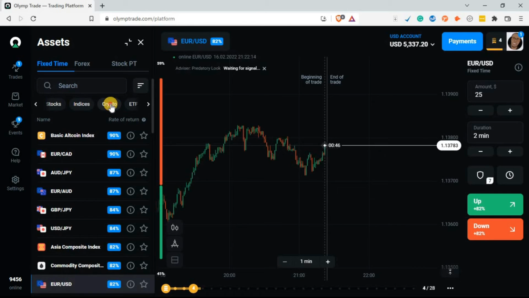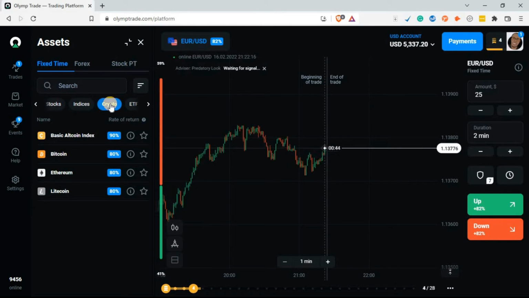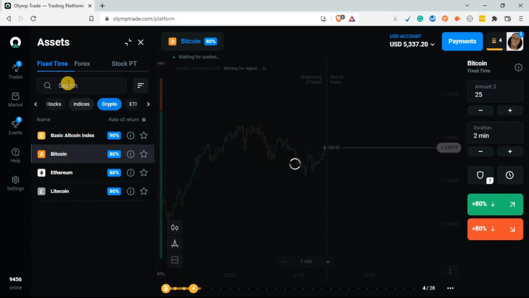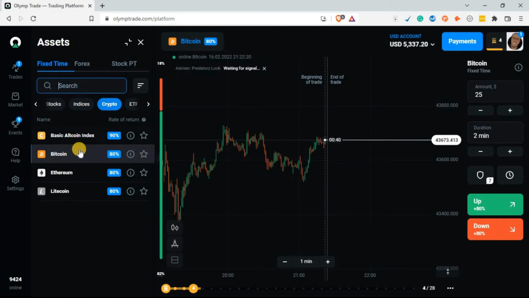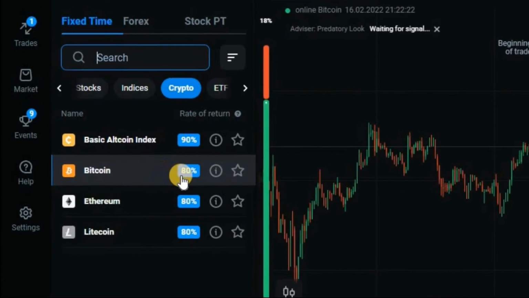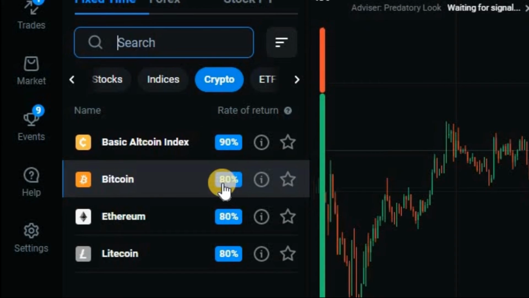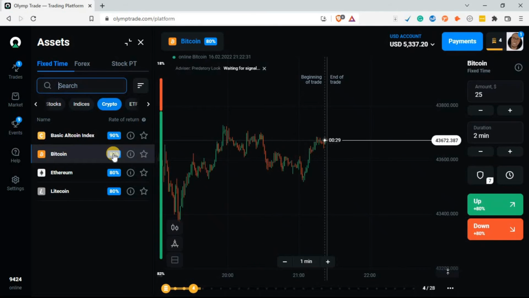For example, if you want to trade Bitcoin, I'll go to crypto and then Bitcoin. Alternatively, you can type Bitcoin here and it will come. As you can see, Bitcoin now has 80% profitability, which means if I'm correct, I'll get 80% profit on my invested capital.